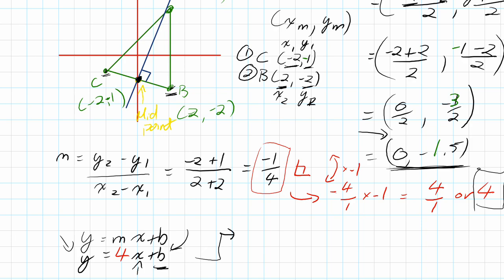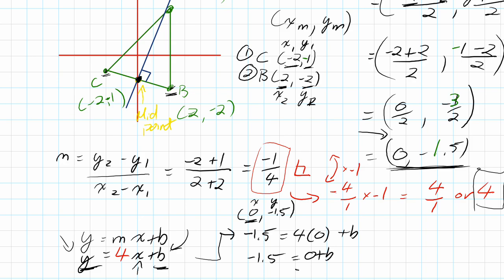We're going to substitute this point here. Remember, that's the midpoint. That's the x value and the y value, -1.5. We're going to plug them in. So we'll replace y with -1.5 is equal to 4 times, replace x with 0, plus b. This becomes -1.5 is equal to 0 plus b. Turns out b is equal to -1.5.